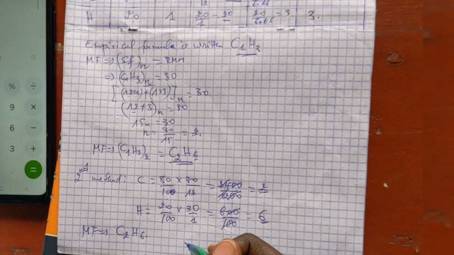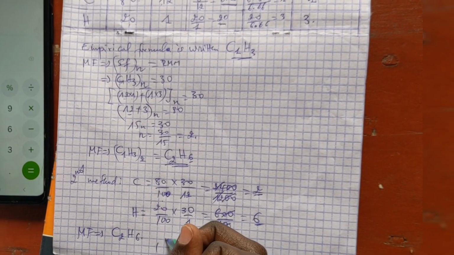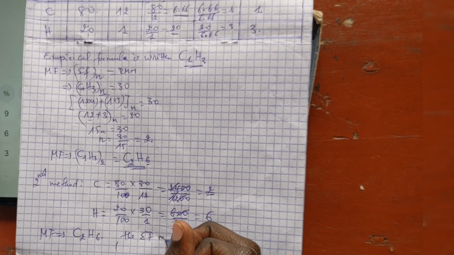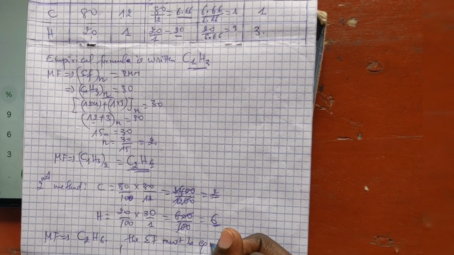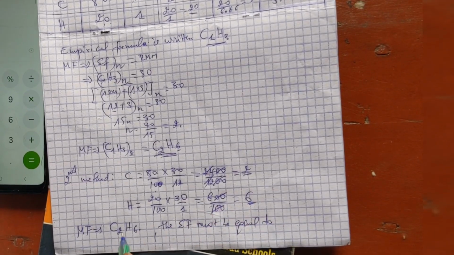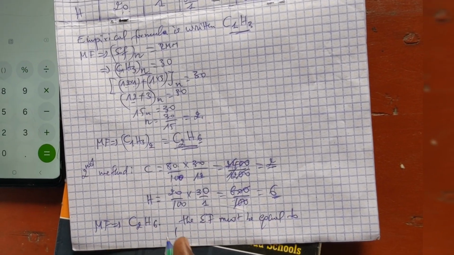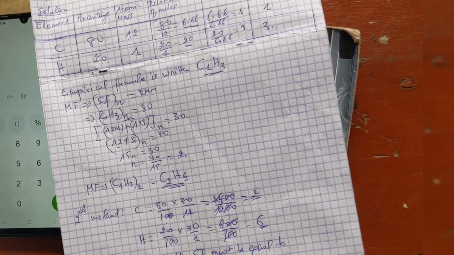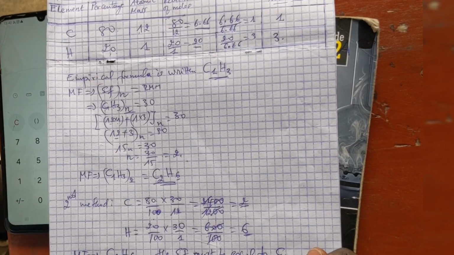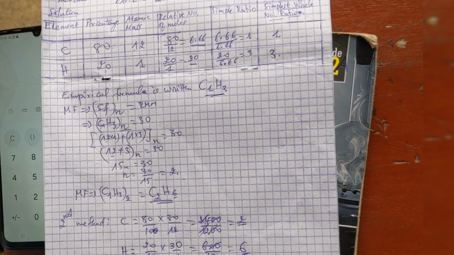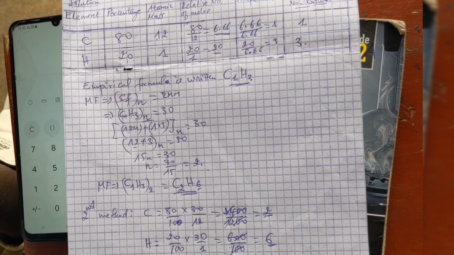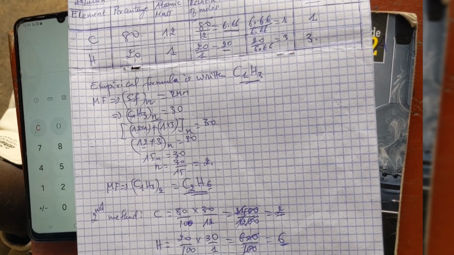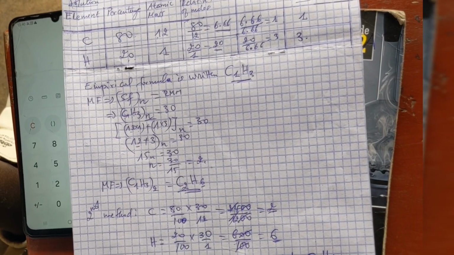So if you want to calculate the empirical formula, here we need to take the smallest number, which is 2. So we need to divide each atom by 2. When you take carbon 2 divided by 2 and hydrogen 6 divided by 2, you get carbon 1 and hydrogen 3. This is the empirical formula of the compound.